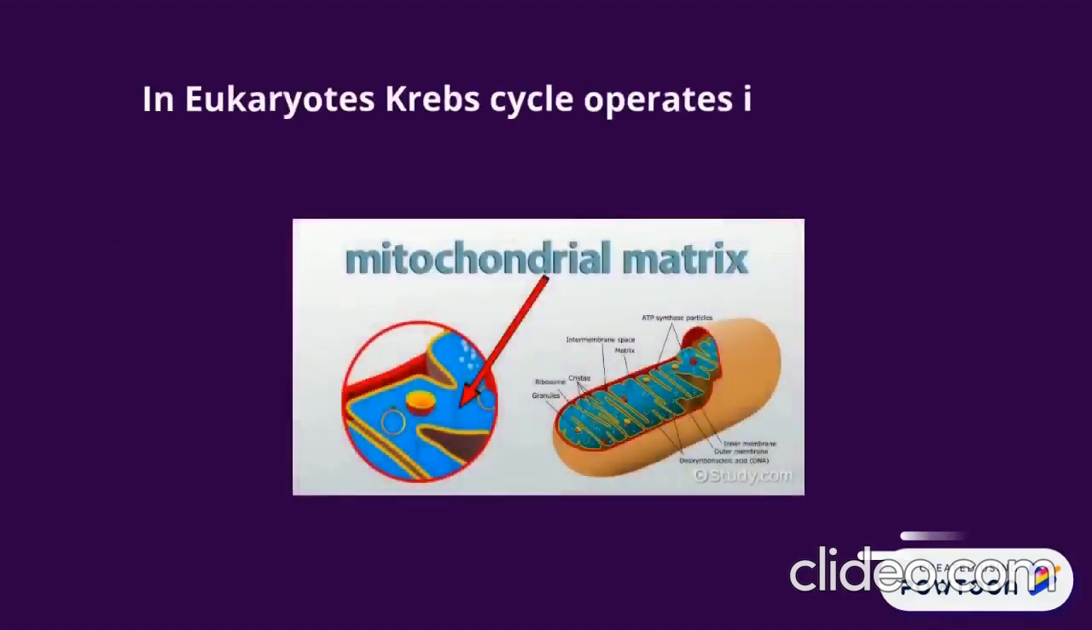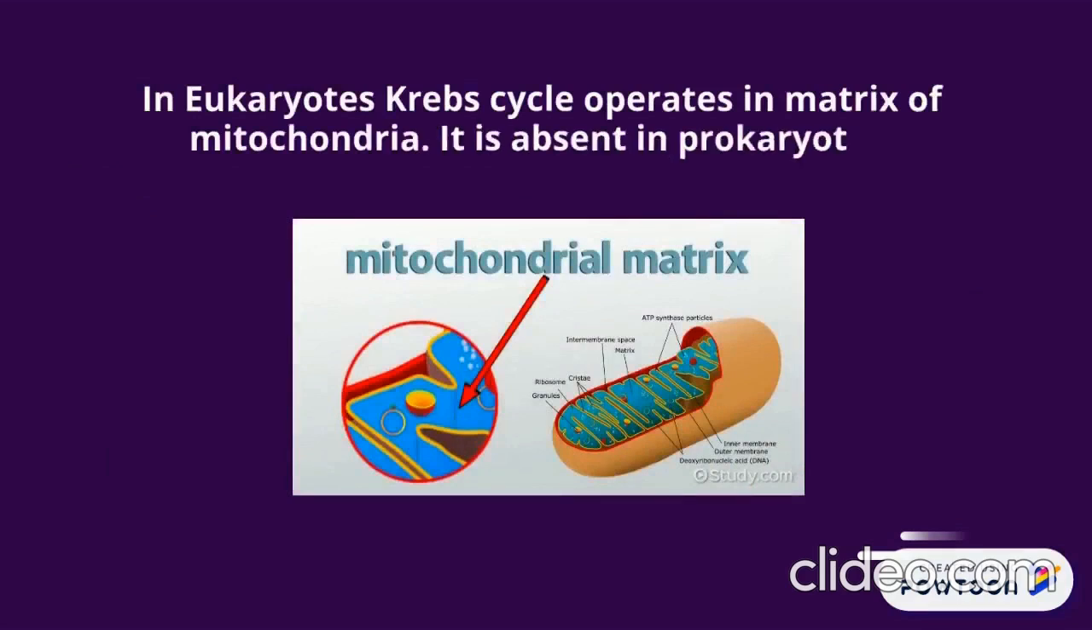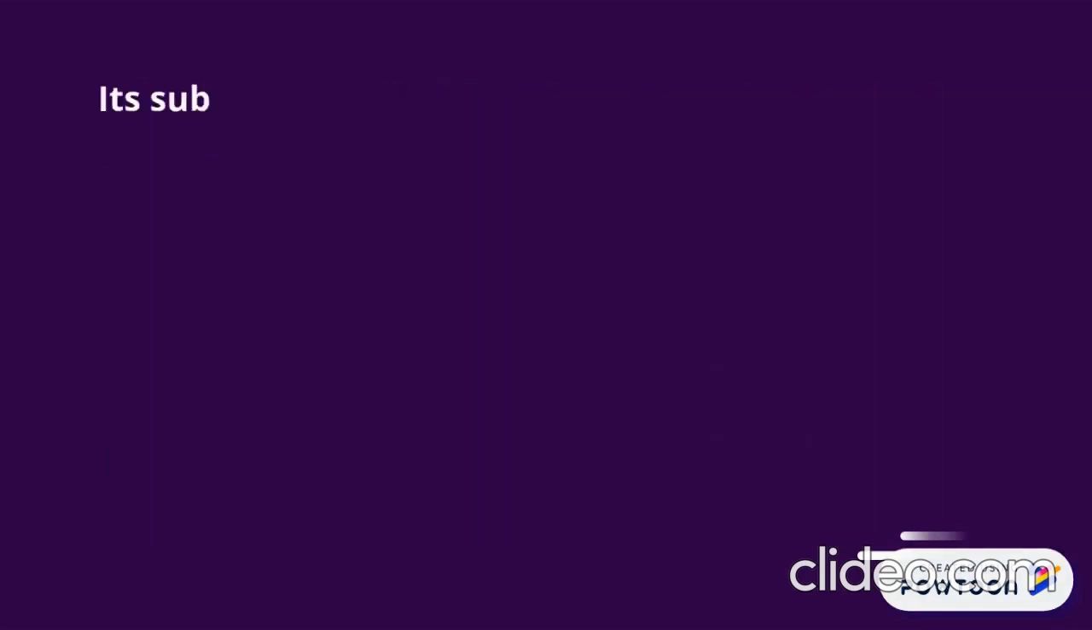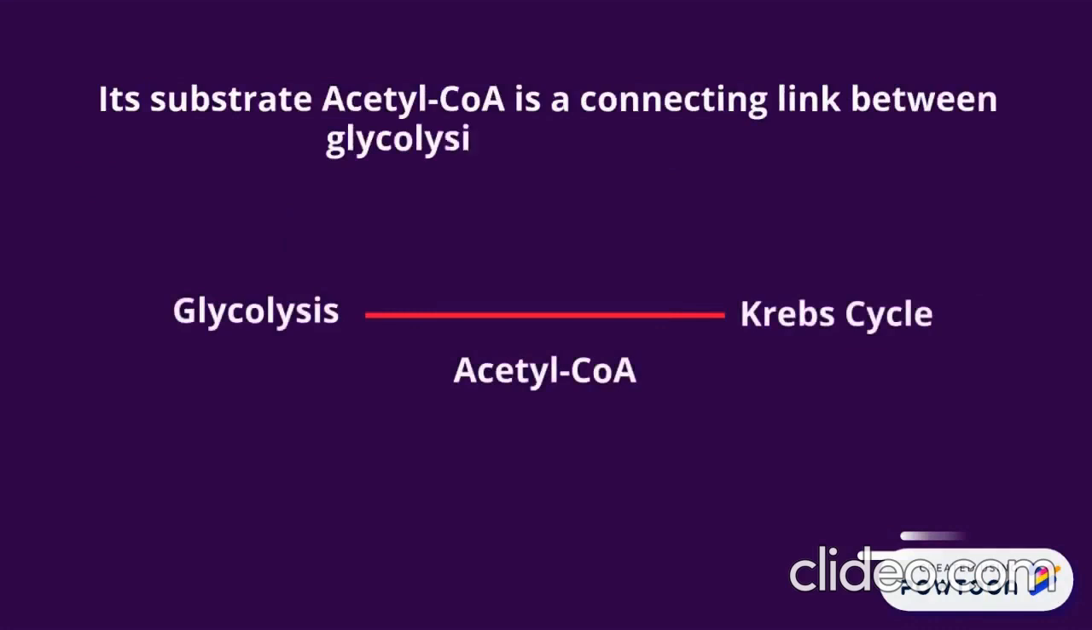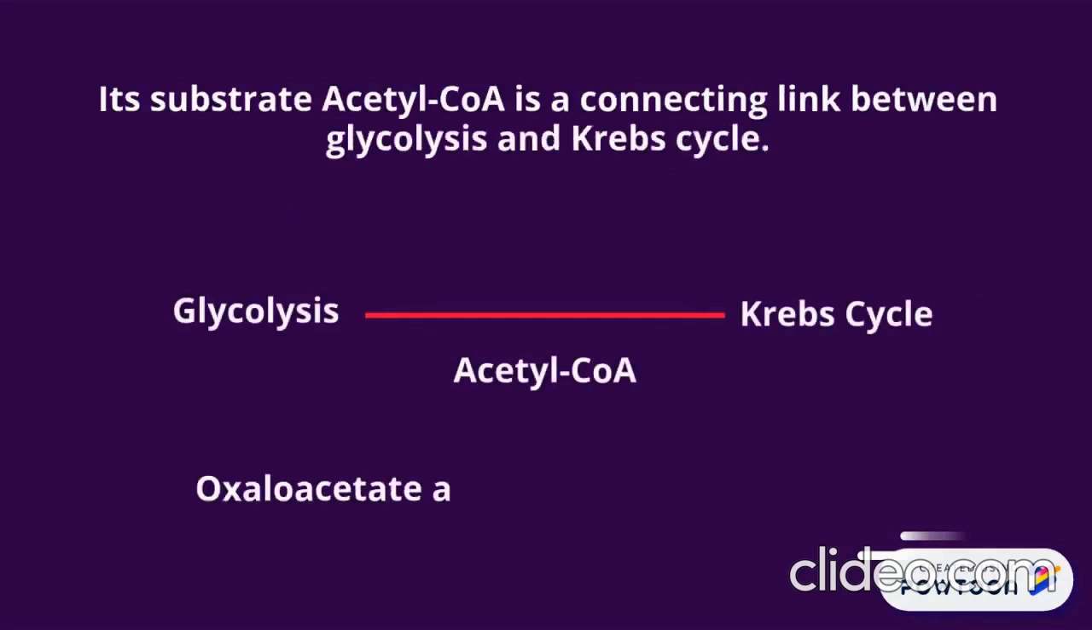In eukaryotes, the Krebs cycle operates in the matrix of mitochondria. It is absent in prokaryotes. Its substrate acetyl-CoA is the entrant, or connecting link, between glycolysis and the Krebs cycle. The oxaloacetate acts as the acceptor molecule.